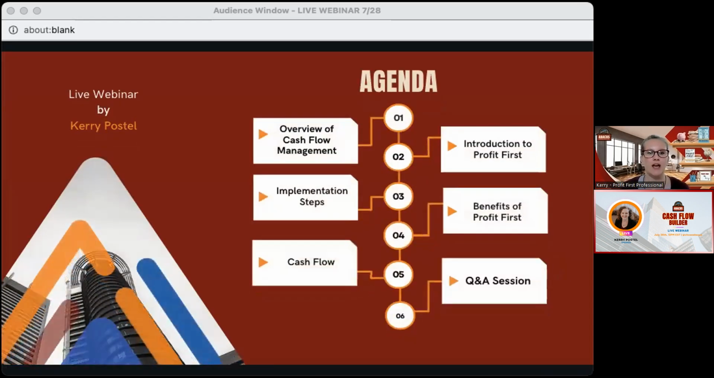Here is our agenda for today. We are going to do an overview of cash flow management. We'll do an introduction to Profit First, look at the implementation steps, what the benefits are of Profit First, cash flow, everyone's favorite topic, and do a Q&A session at the end.